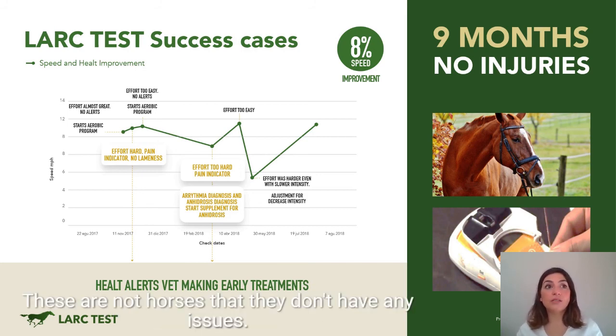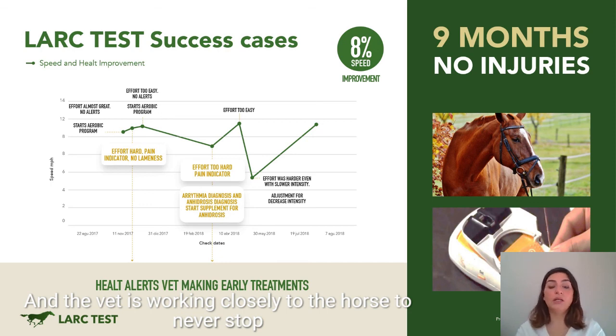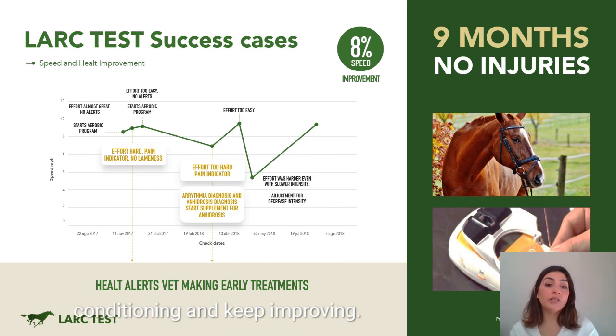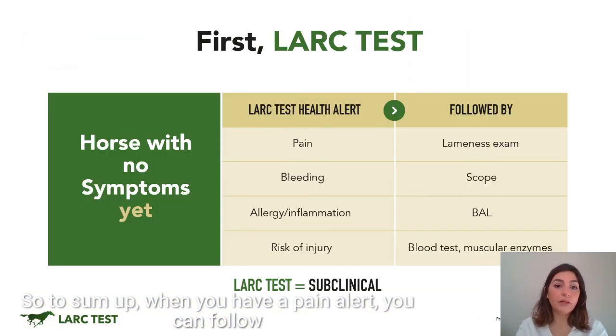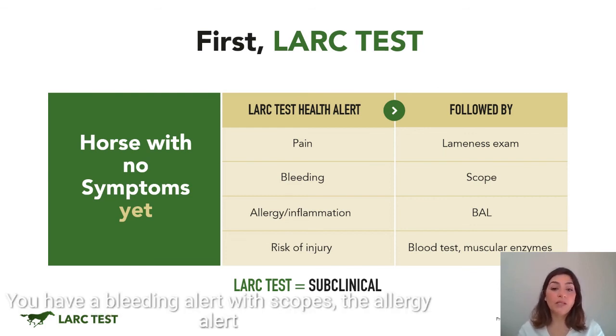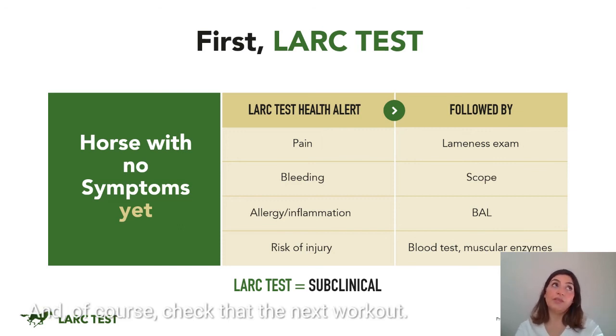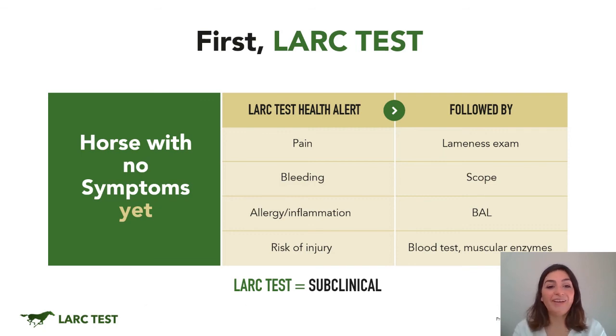These are not horses that don't have any issues. They have a lot of issues, a lot of health alerts, and the vet is working closely so the horse never stops conditioning and keeps improving. So to sum up, when you have a pain alert, you can follow up with lameness exams. You have a bleeding alert with scopes, the allergy alert with BAL, and a risk of injury or fatigue with muscular enzymes. And of course, check that the next workout is not much harder.